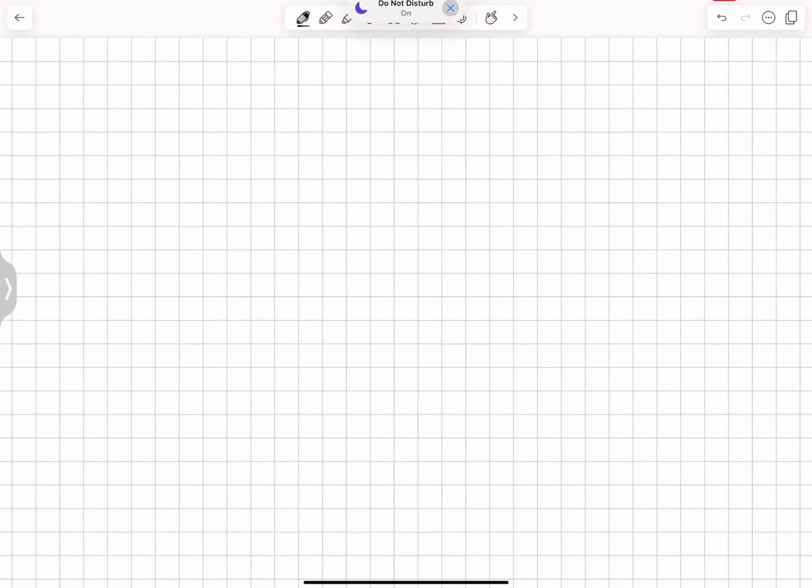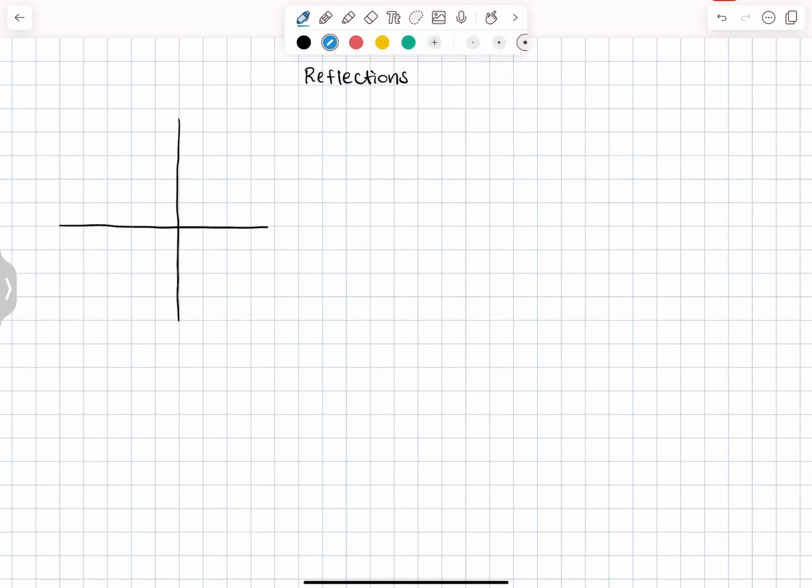Hey guys, in this video we're going to be talking about reflections for different kinds of graphs. So let's say we had a graph that looked like this. Let's take the quadratic function. So we have a point here. 1 squared is 1, negative 1 squared is 1, 2 squared is 4, 1, 2, 3, 4. And yeah, something like this.